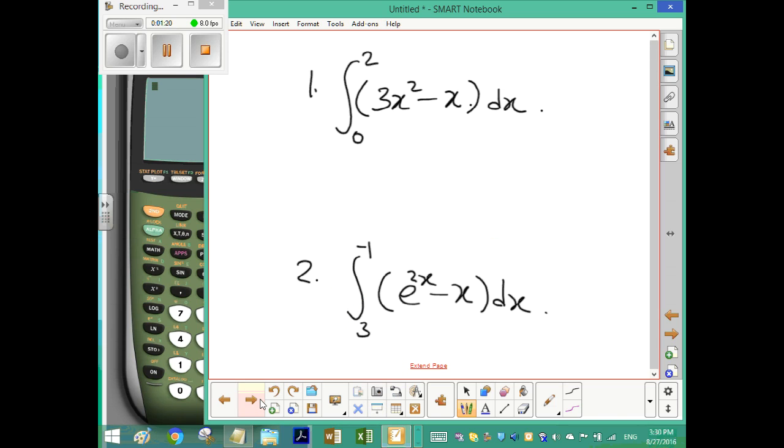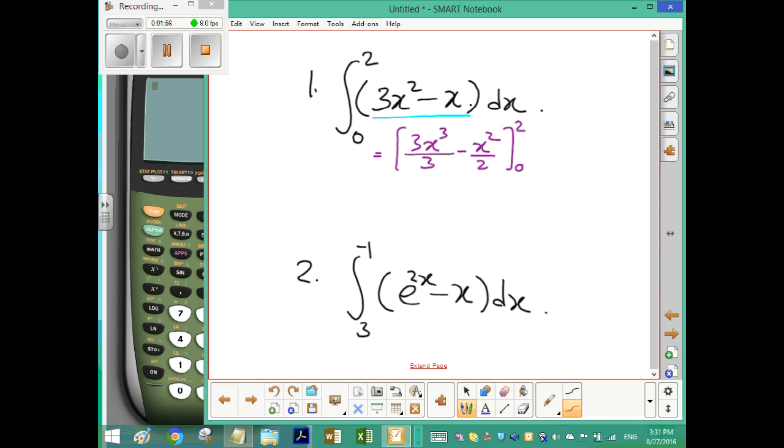Now we want to look at this question. This is my function, 3x squared minus x, and first of all I'm going to integrate this with respect to x, so it's going to be x cubed, 3x cubed divided by 3, minus x squared over 2 plus c. But really the plus c is not needed at this stage, because after you do the substitution and then subtract, the c and c cancel out. So we don't need to write the c.